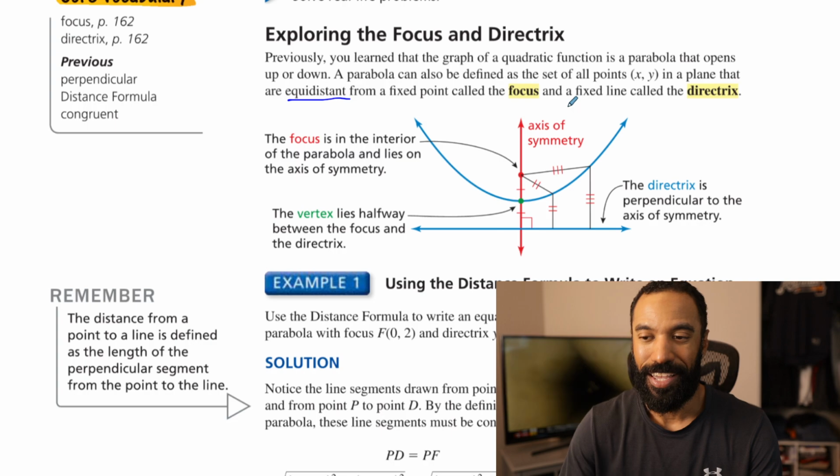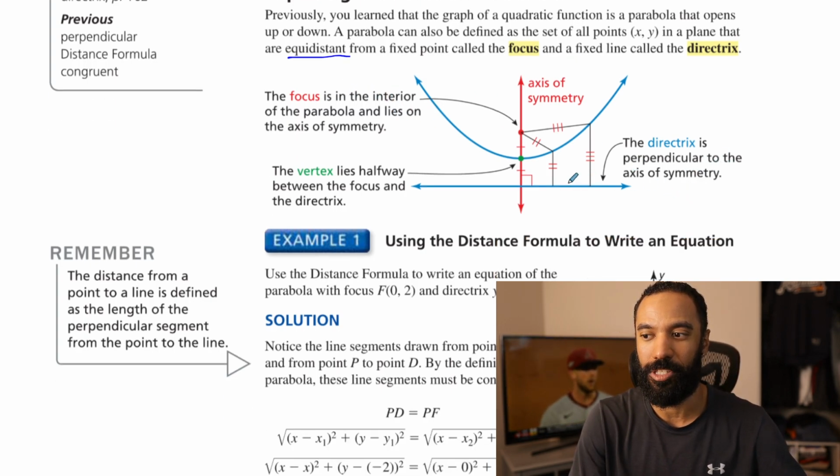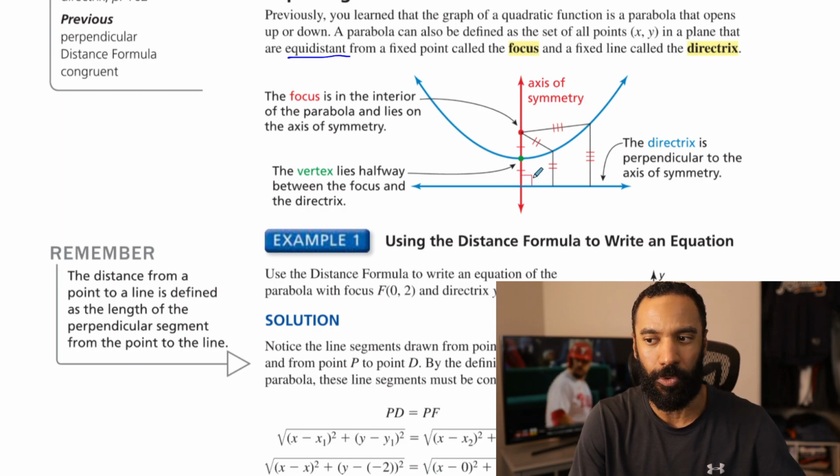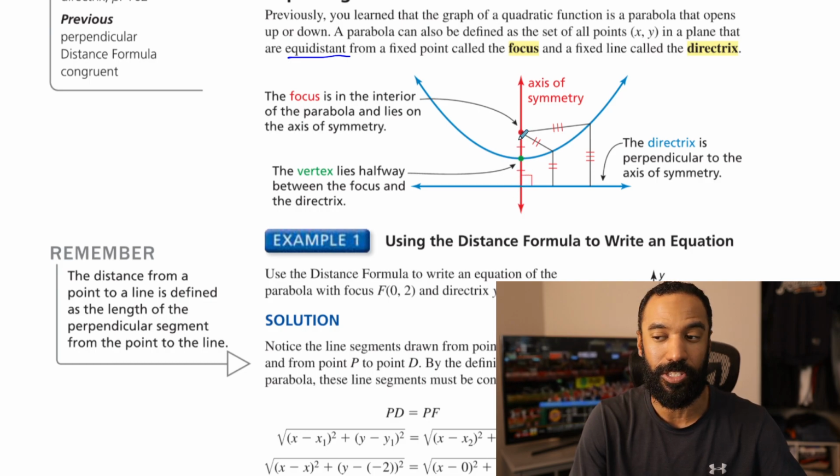That's what that is. And yeah, the focus is in the interior of the parabola. The directrix is outside the parabola. It's perpendicular to the axis of symmetry. That's a good way of putting it. Perpendicular to the axis of symmetry. And the vertex is half the distance between the focus and the directrix, at least the closest points.